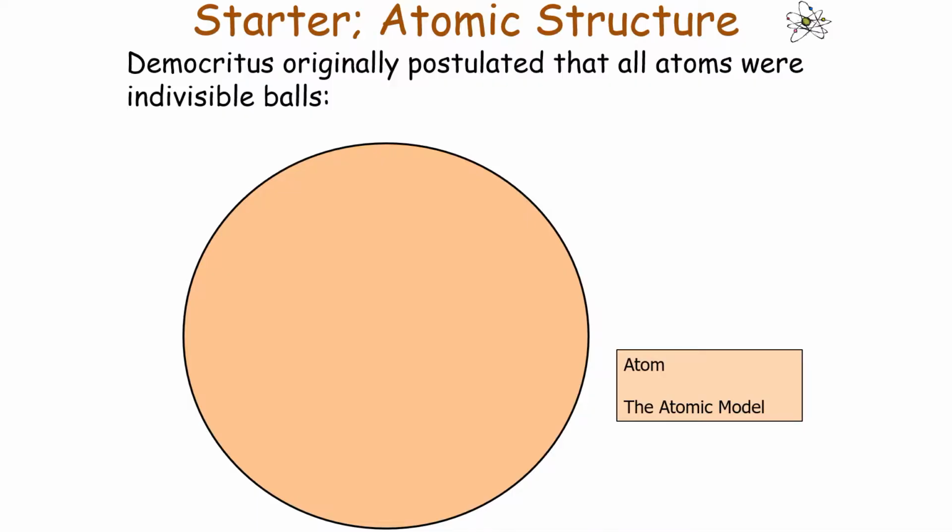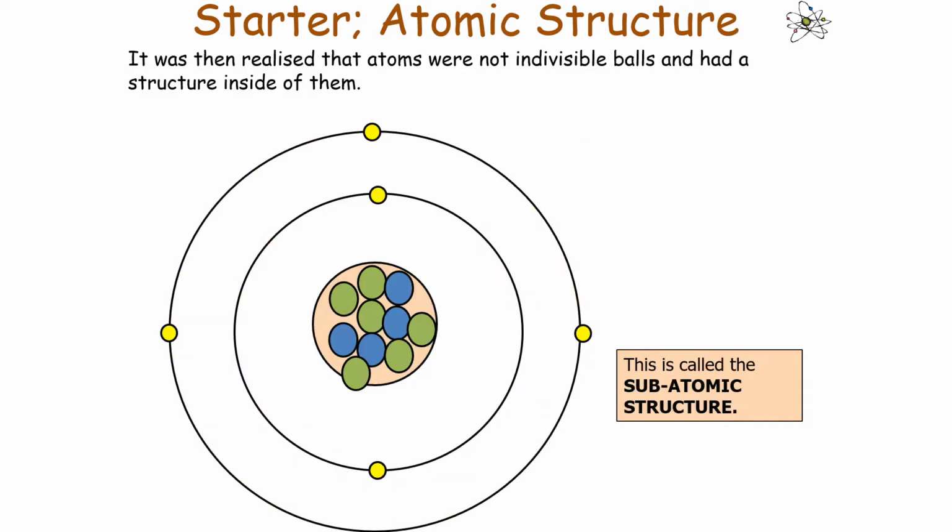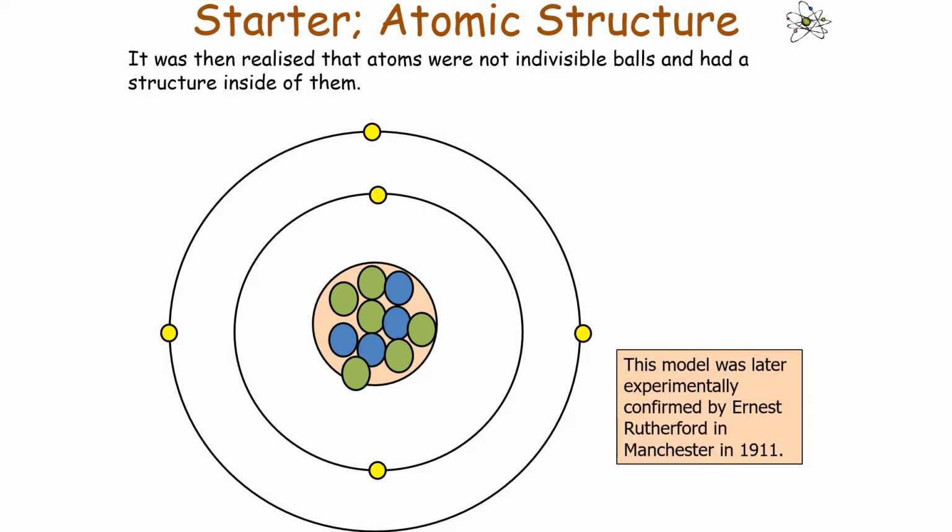Now Democritus originally postulated that all atoms were indivisible balls, which we call the atomic model, but by the end of the 19th century we realised this model was not correct. So it was realised that atoms were not indivisible spheres and had a structure inside of them, which we call the subatomic structure. Now this model was later experimentally confirmed by Ernest Rutherford in 1911 in an experiment called Rutherford's scattering experiment.